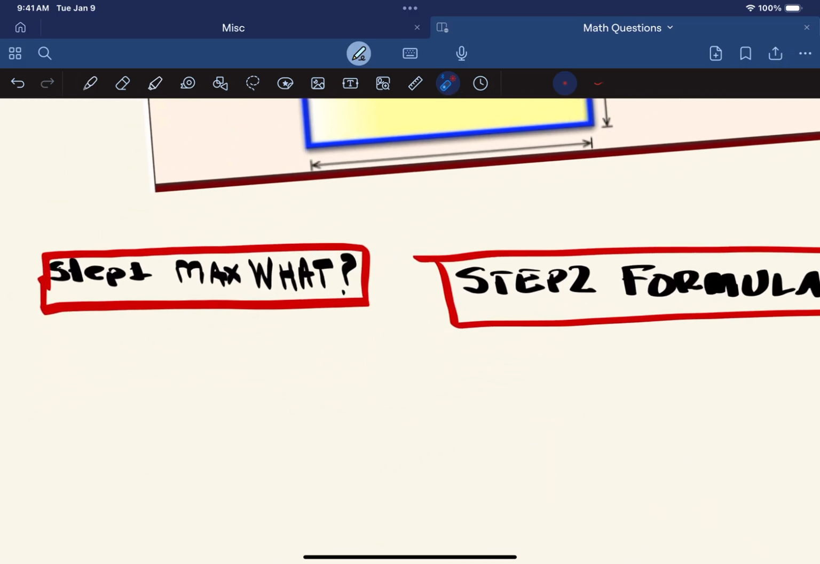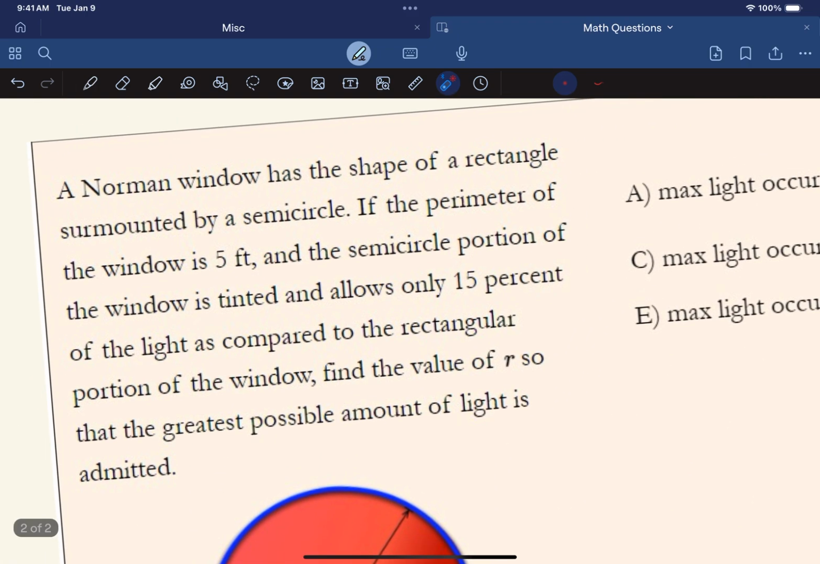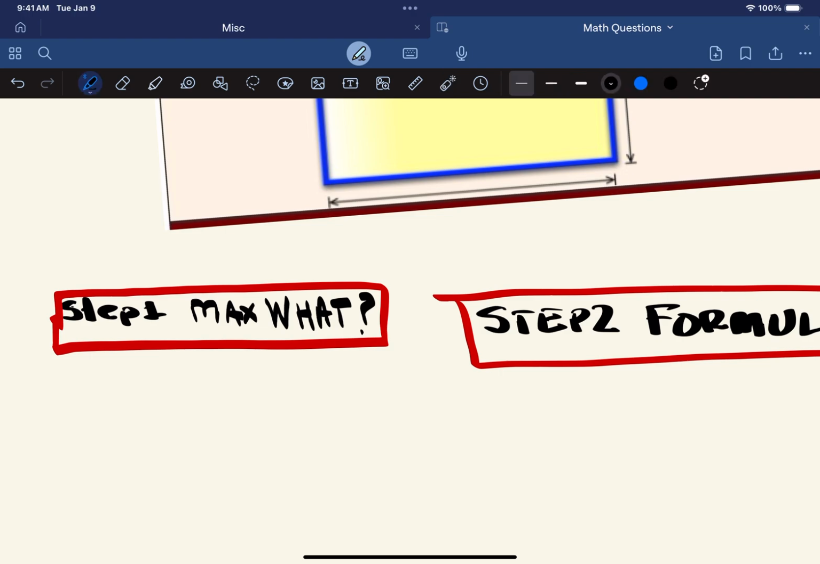All right, talk is cheap. First of all, what are we trying to maximize? You read the problem, read it a few times if you need to, but basically, greatest possible amount of light. So I'm trying to maximize light, and that takes care of my first step. So we can give it a name here. We're going to call the function for the amount of light L.